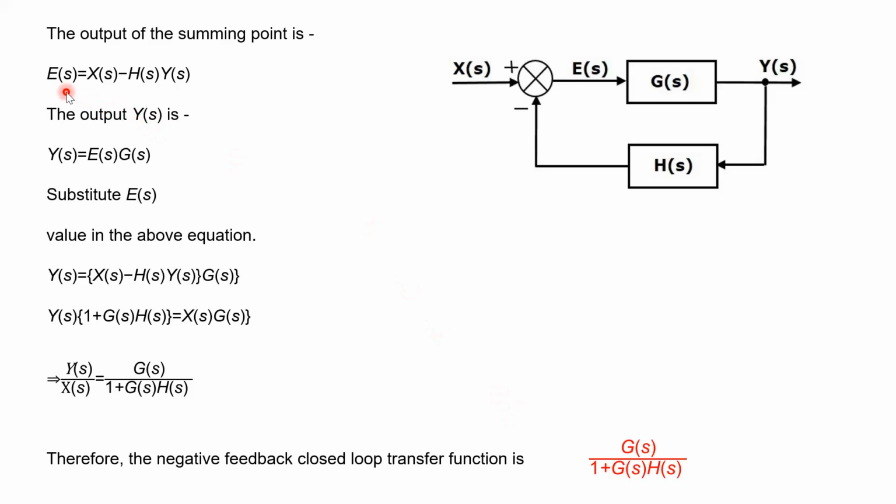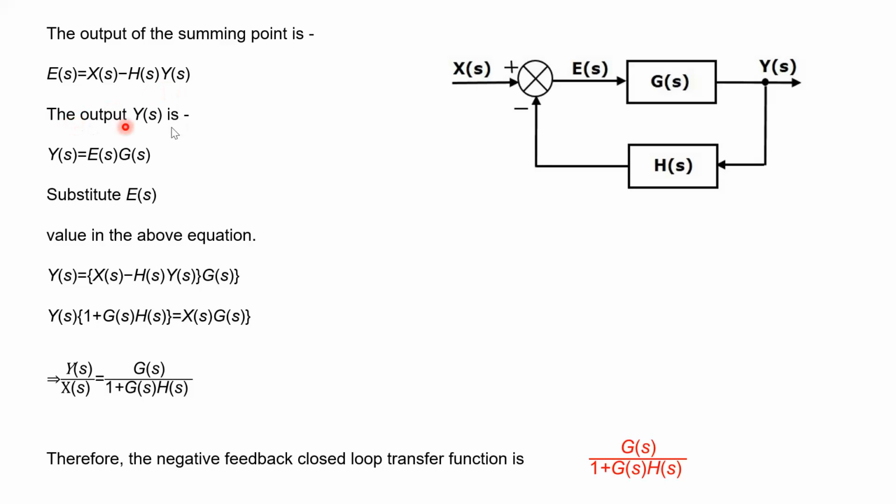So e of s is equal to x of s minus b of s, as I said. So b of s is what? It is the output of this feedback element. The output of this one is h of s multiplied by y of s. So b of s is equal to h of s into y of s.